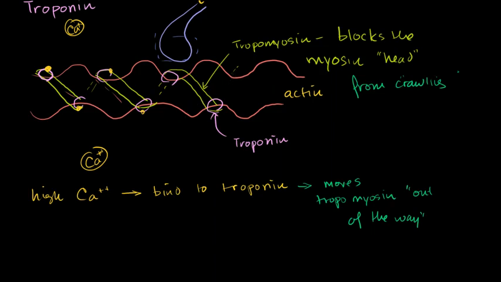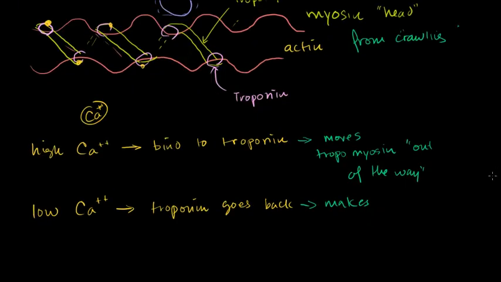But then if the calcium concentration goes low, then the calciums get released from the troponin. You need to have enough to always hang around here. If the concentration becomes really low here, these guys will start to leave. So then the troponin goes back to the standard conformation, and that makes the tropomyosin block the myosin again. So it's actually, I can't say anything here is simple.